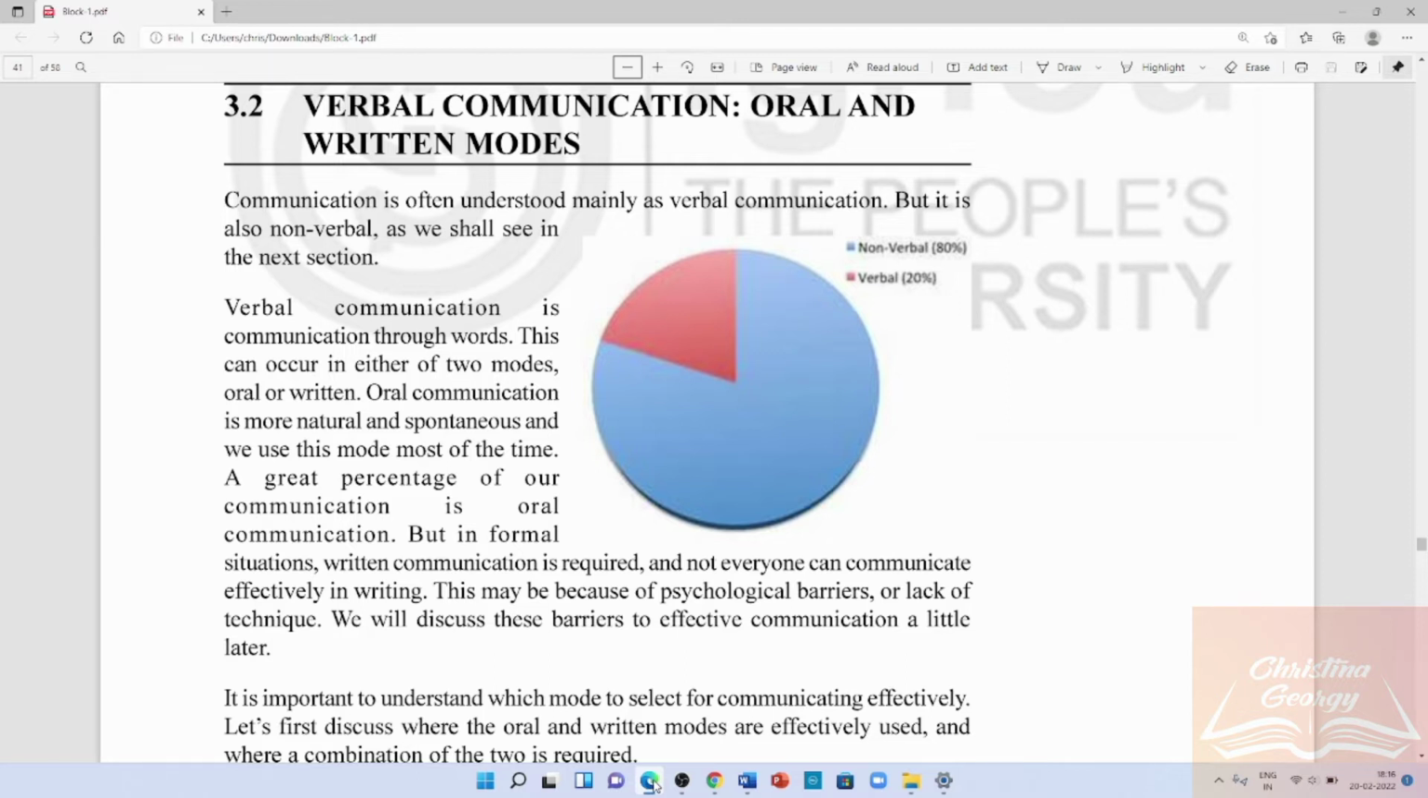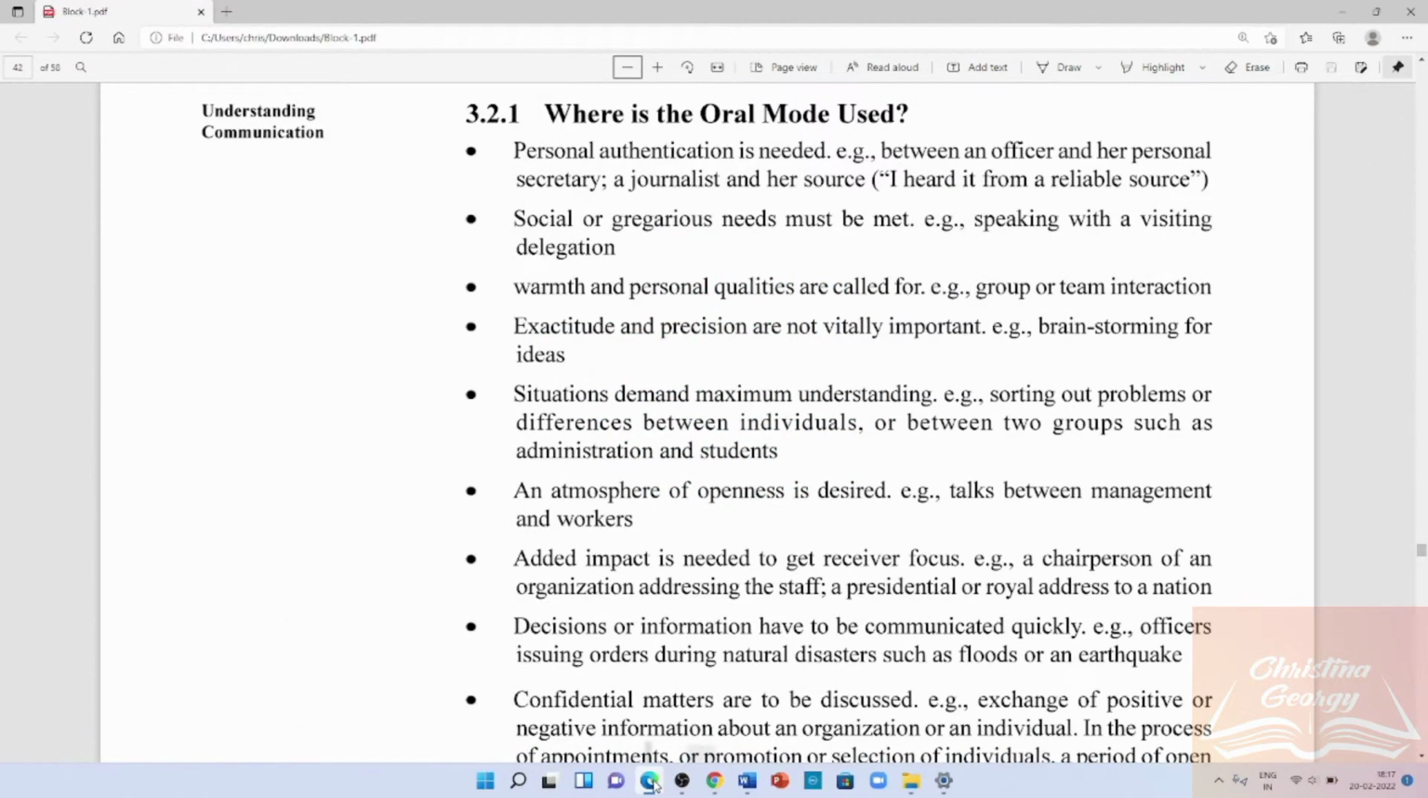What about team interaction and brainstorming? Obviously, the answer would be oral mode. That is because in case of team interaction, warmth and personal qualities are called for, whereas in case of brainstorming full ideas, precision is not of vital importance.